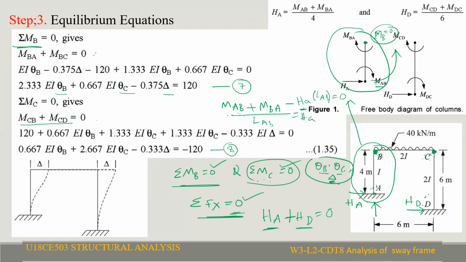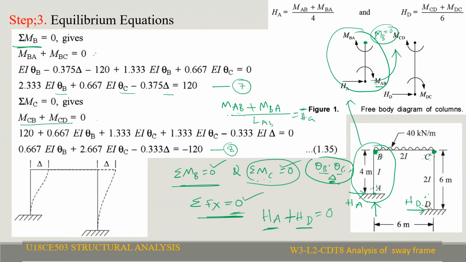For the calculation of HA, what we did is just take the moment about joint B equal to 0 for the first column. That's it. We drew the free body diagram and calculated HA will be equal to MAB plus MBA by L.